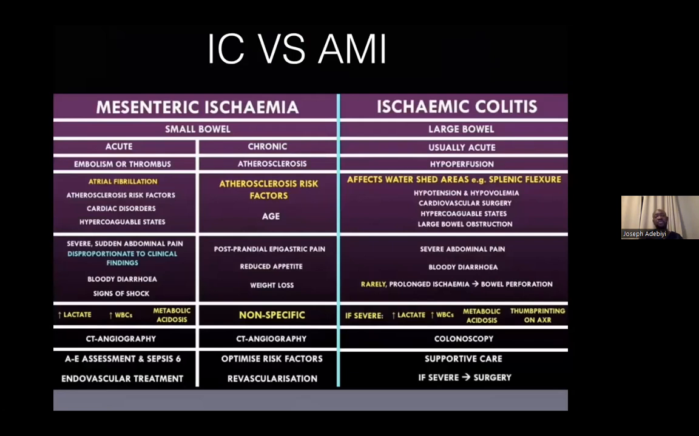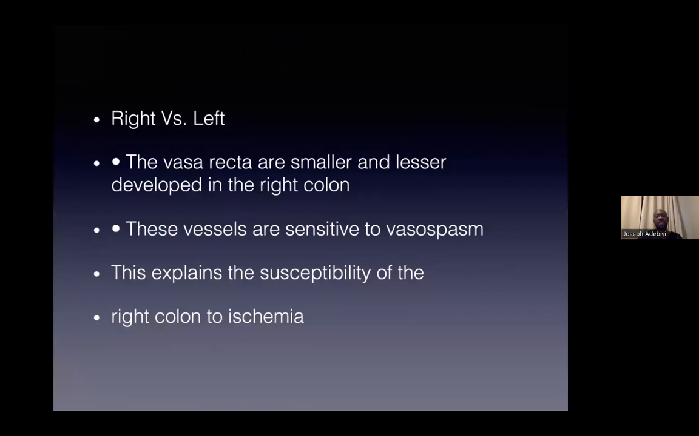There are significant differences between mesenteric ischemia and ischemic colitis, because these two entities are sometimes confused. Mesenteric ischemia usually affects the small bowel, and most of the causes are thromboembolic, as opposed to ischemic colitis, which is more likely to be caused by hypoperfusion. Ischemic colitis can be diagnosed mainly from imaging and colonoscopy, whereas for mesenteric ischemia you most times would need CT angiography to diagnose it. And comparing the left and right sides of the colon, the right side usually has smaller vessels, the vasa recta, so it may be prone to vasospasm, which may increase the susceptibility to ischemic colitis.